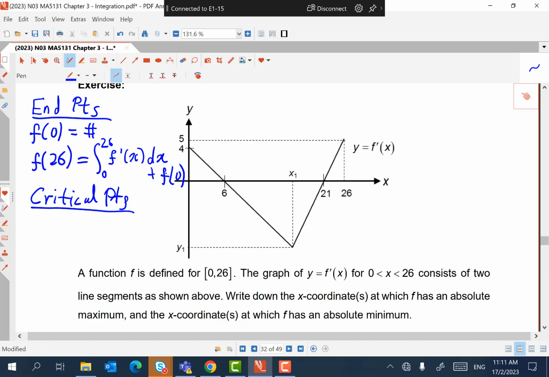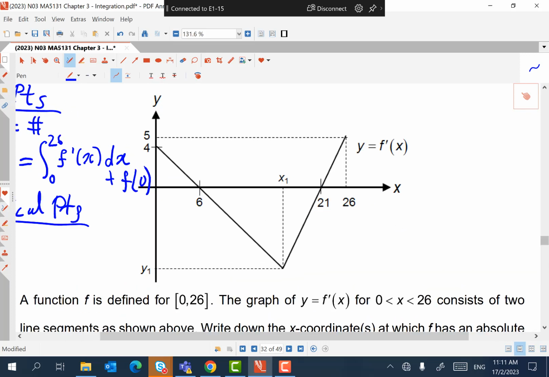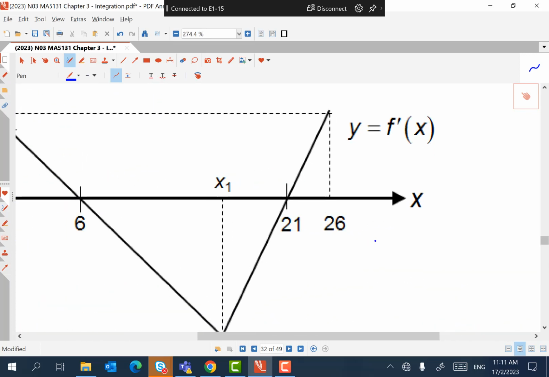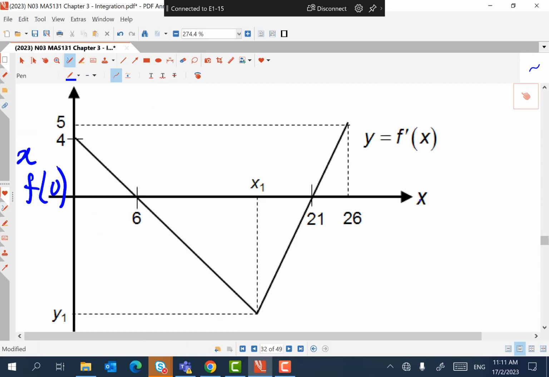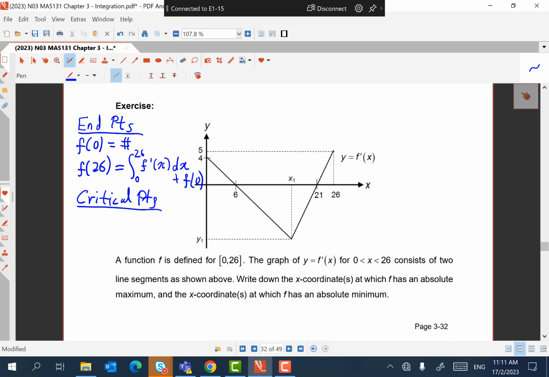This graph is the graph of f prime. Okay, in case you can't see, you can see now? It's the f prime graph. So to find f26, this is the way to do it. And lo and behold, we don't have f0, but we can potentially compute the integration from 0 to 26 of f prime.